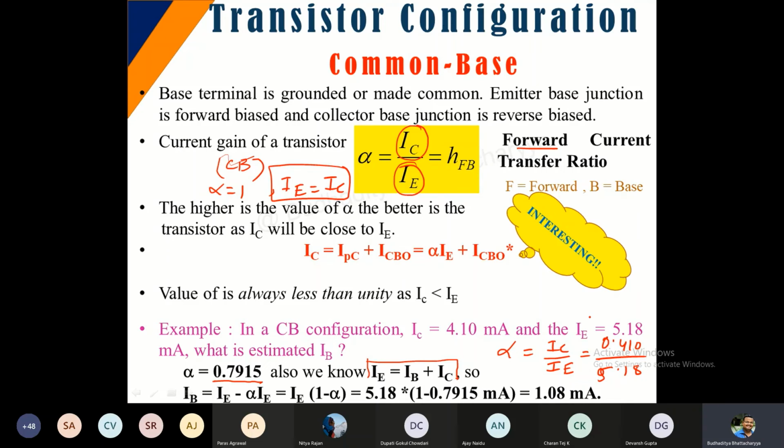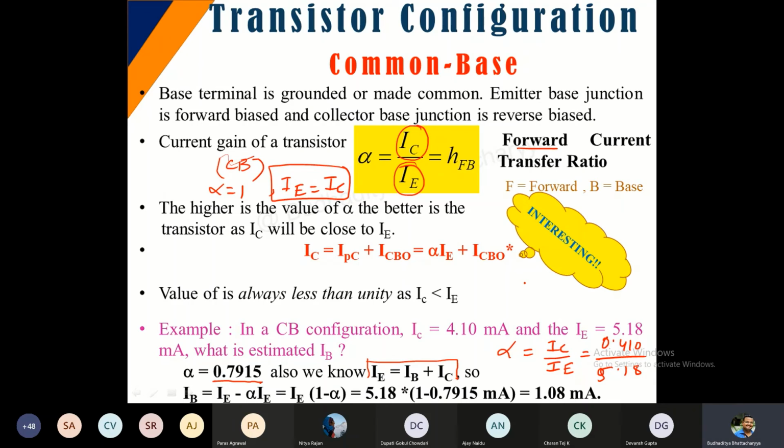So this is how we are going to evaluate with respect to the CB configuration and the current gain. This is a parameter given for the particular transistor.